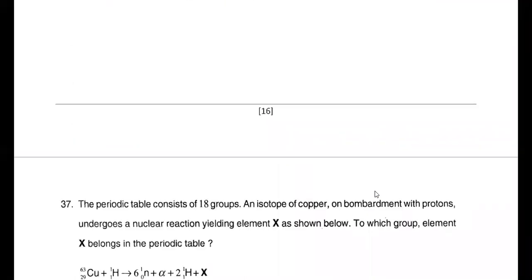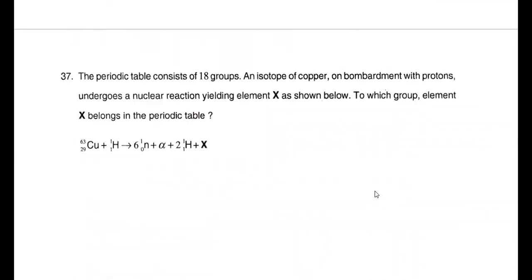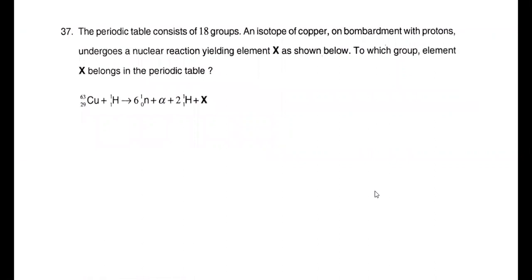Then question number 37. Given the periodic table contains 18 groups, an isotope of copper on bombardment with proton undergoes a nuclear reaction yielding an element X shown below. To which group element X belongs in the periodic table? So you have to decide with its atomic number, right? So just write down first the atomic number of that element. So it's given 29 copper 63.